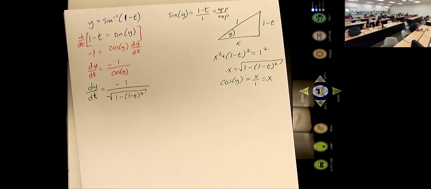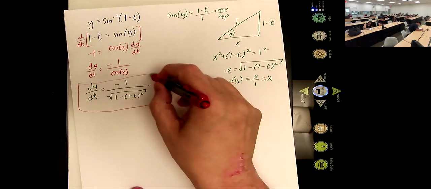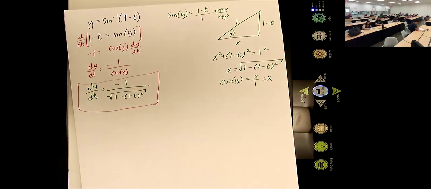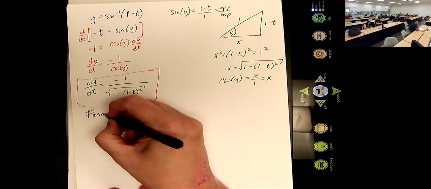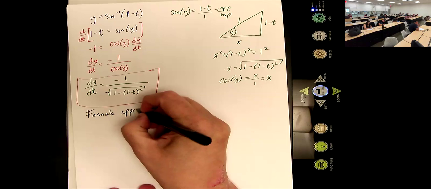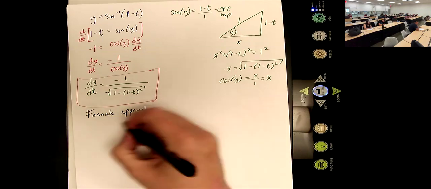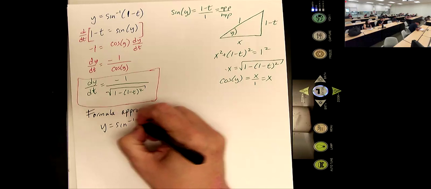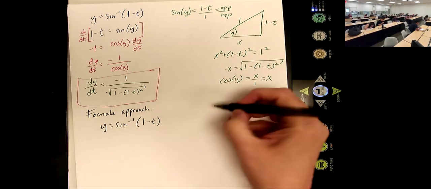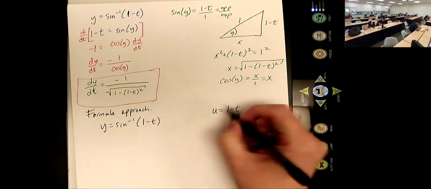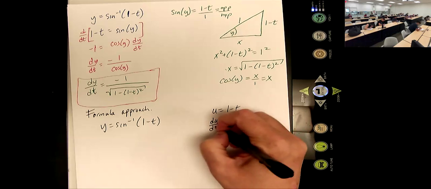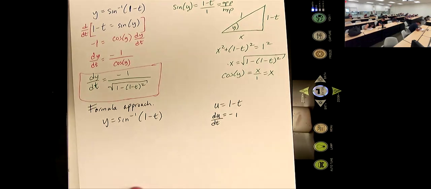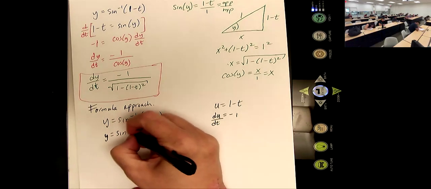And that's what we want. So, bam. If I were to do the formula approach to this, y equals sine inverse of 1 minus t, I would say u equals 1 minus t, so that du equals negative dt, or du/dt equals -1. And this becomes y equals sine inverse of u.